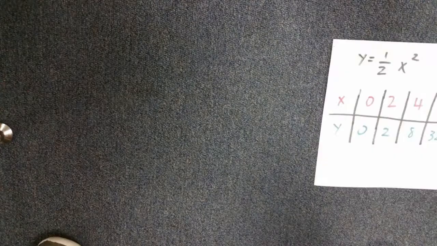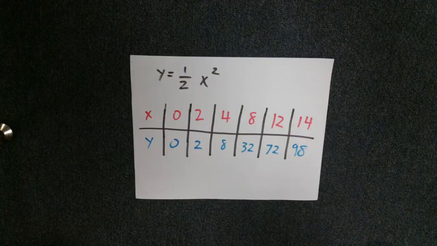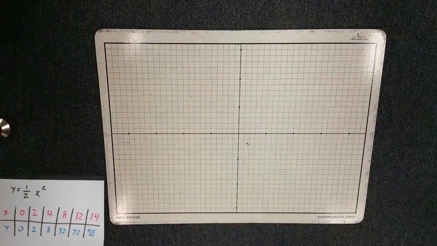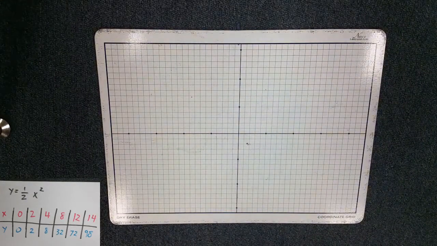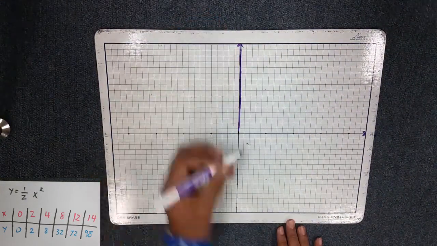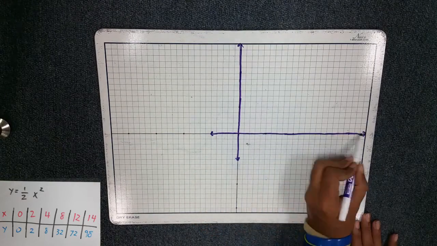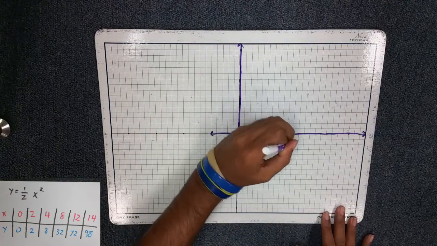Let's say we are asked to find LRAM for a set of data points representing the equation y equals 1/2 x squared. The data points would be (0, 0), (2, 2), (4, 8), (8, 32), (12, 72), and (14, 98). This can be represented graphically as shown here.